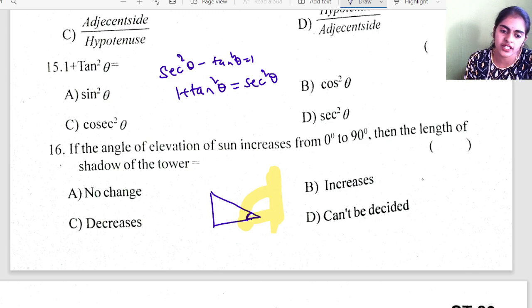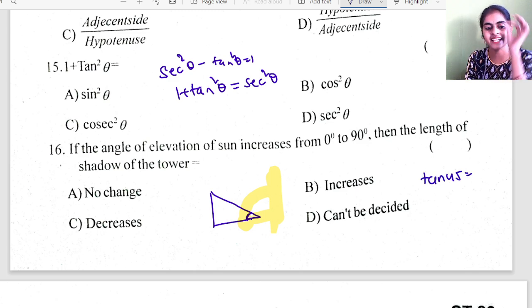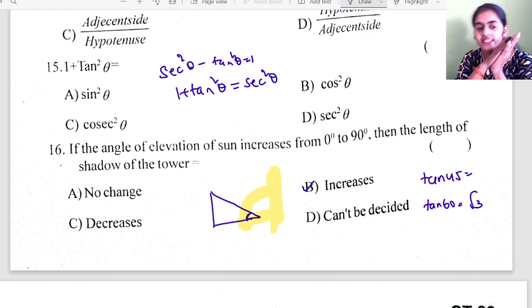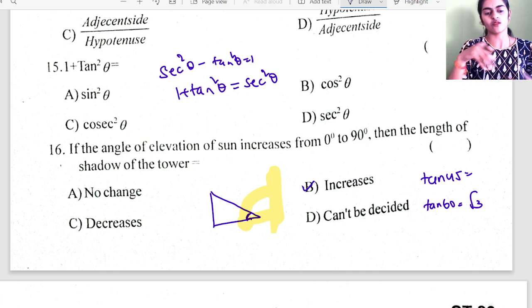So if you have doubt, you can take it this way. So if I take tan 45, so both are equal. If I take tan 60, it is root 3, right? So the length of the shadow will keep increasing as the sun's elevation increases from 0 to 90. Yes, is it increasing or decreasing? Increasing or decreasing? What happens?